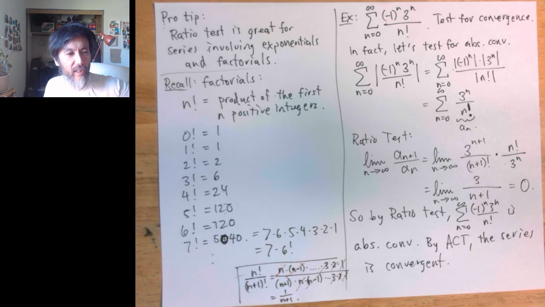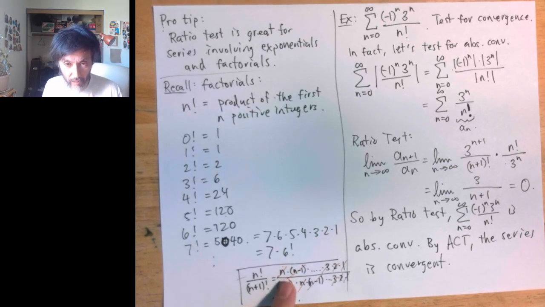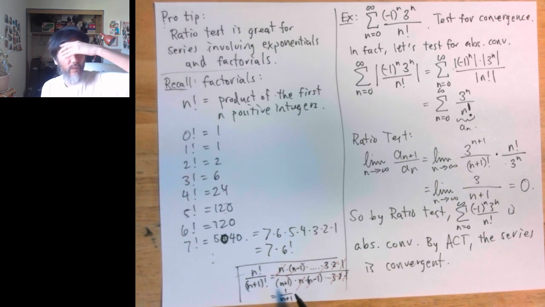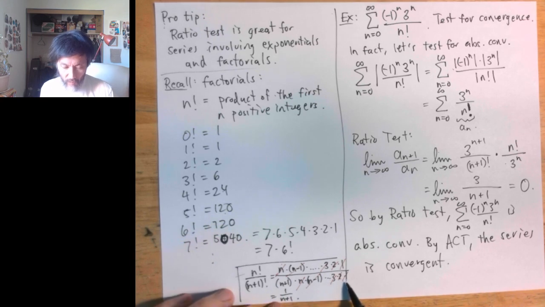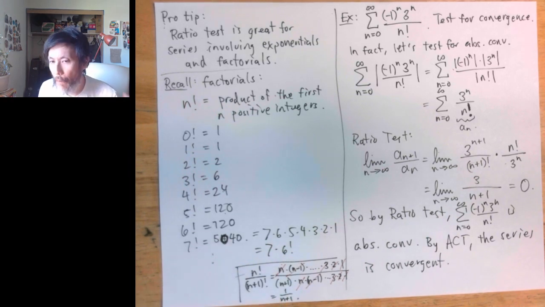Somebody asks, why is the second term in n plus 1 factorial n times n minus 1? So n plus 1 factorial is the product of the first n plus 1 integers. Let's read from right to left. The first positive integer is 1, the next is 2, the next is 3, and we go, so we're doing 1 times 2 times 3 times dot dot dot times n minus 1 times n plus 1. That's what n plus 1 factorial is.